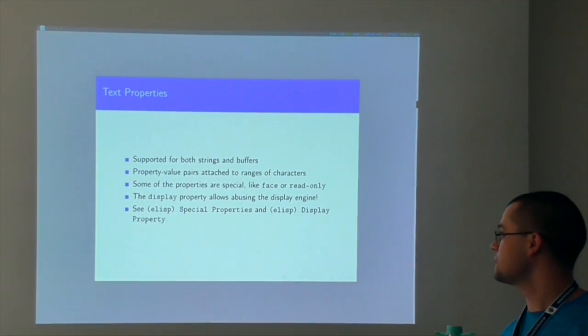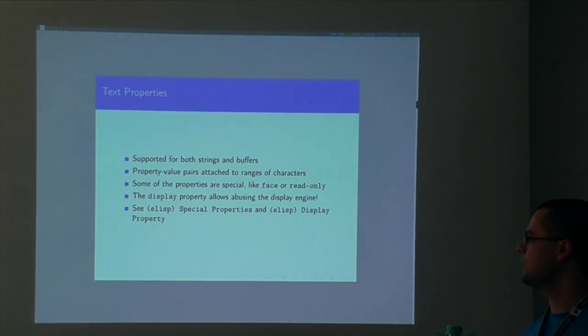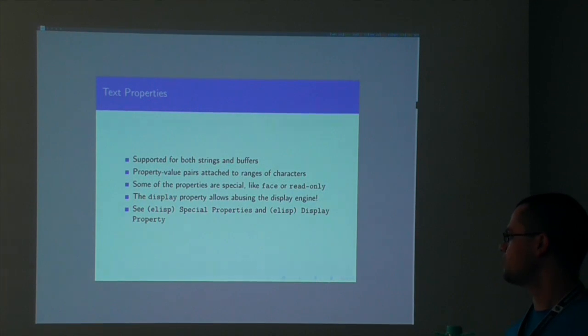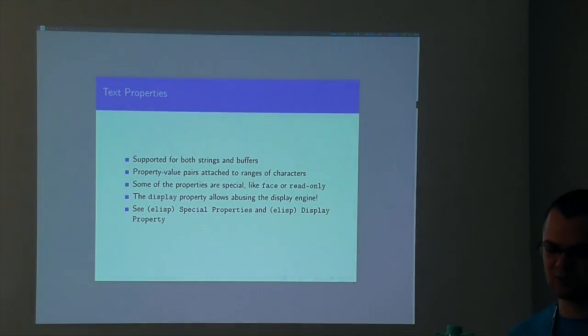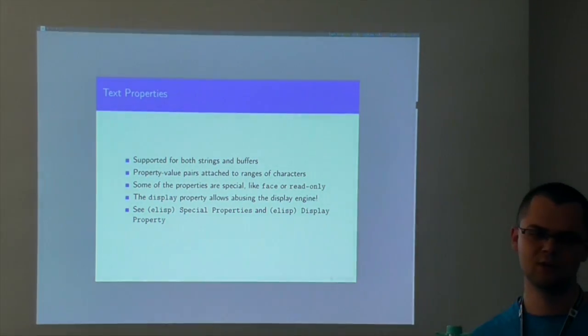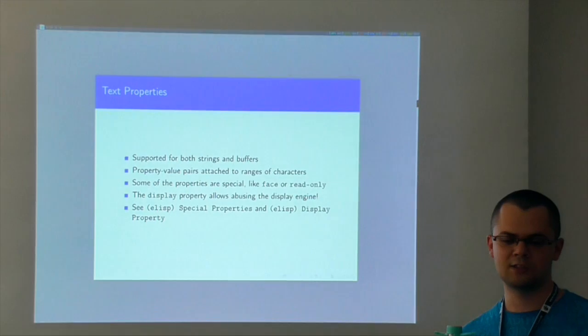So buffers can also support text properties. They can be attached to both strings and buffers, and they're basically property value pairs that you can attach to a range of characters. So you can, for example, specify that the first 5 characters in your buffer have a face property with the value of error, and that would cause Emacs to highlight that part of the text as if it were an error.